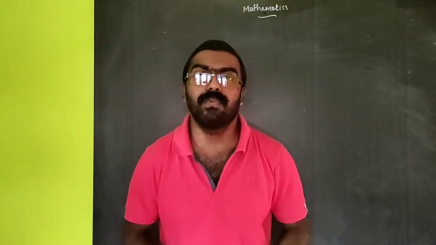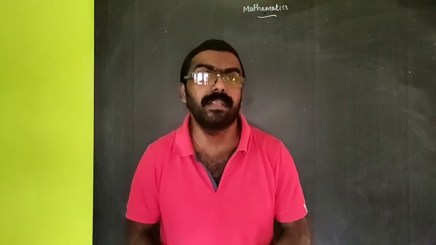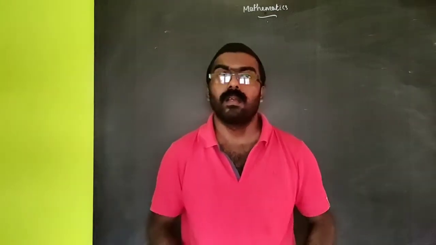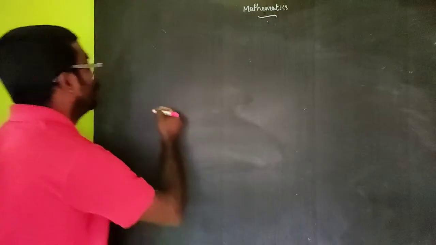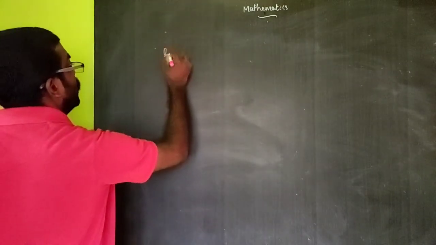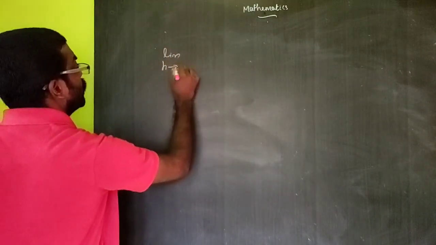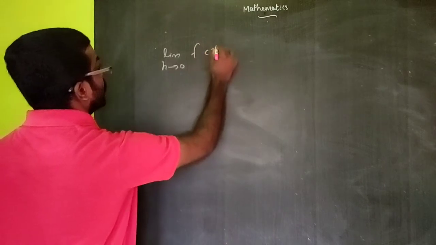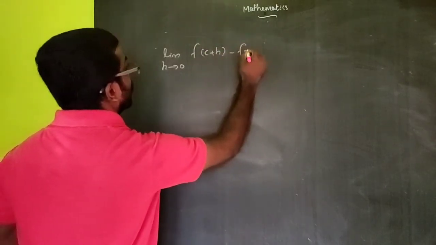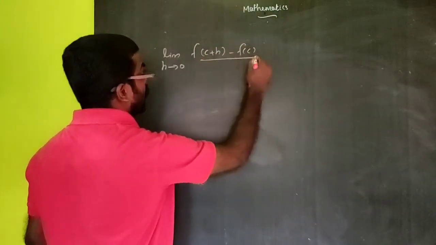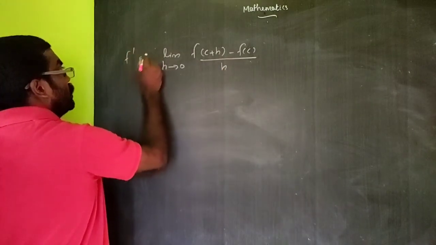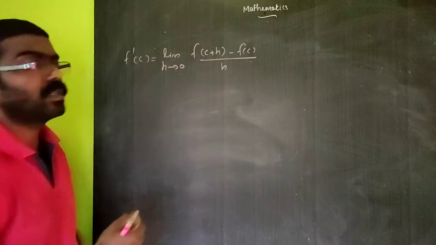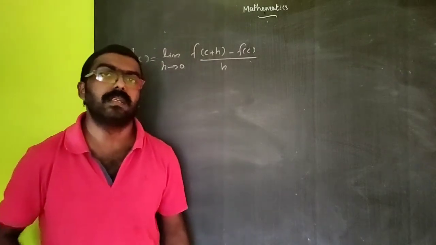Suppose f is a real function and c be any point in the domain of f. The derivative of f at c is given by limit h tends to 0 f of c plus h minus f of c divided by h. So this is denoted by f dash of c. That means derivative of f at c.